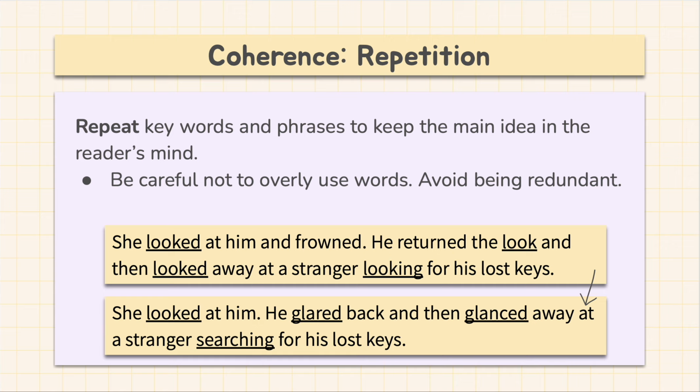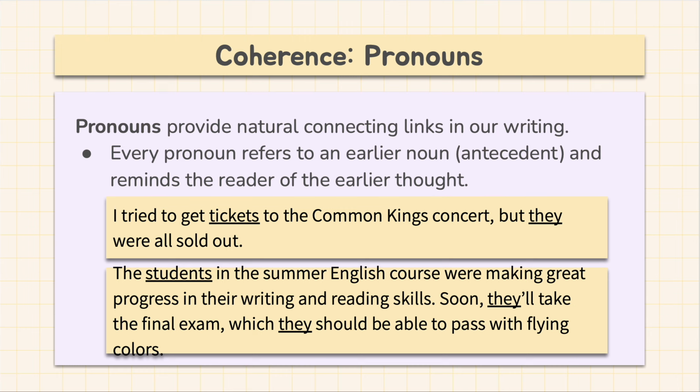He returned the look, then looked away at a stranger looking for his lost keys. So we have this idea of looking, but we don't need to be redundant by using the same word every single time. So there's different ways, right, to phrase this. So we could say she looked at him, he glared back, then glanced away at a stranger searching for his lost keys.